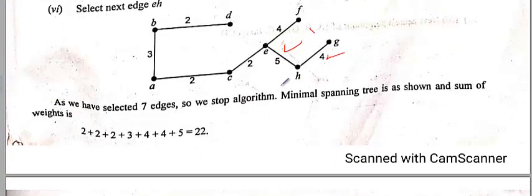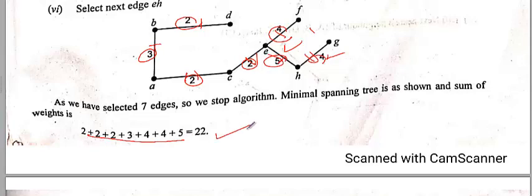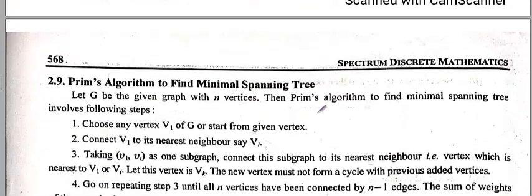correct. So if you count the number of edges you have visited, 1, 2, 3, 4, 5, 6, 7. Okay, and you have visited all the vertices. So the condition is okay. Now if we add up all the values, this is the value of the minimal spanning tree. Okay, so I hope you understand. We have discussed 2 examples.